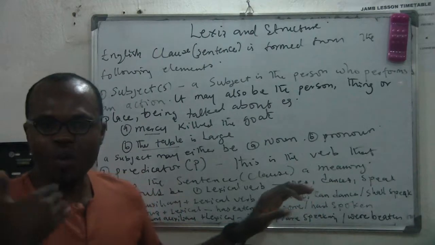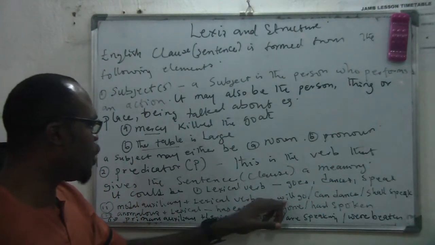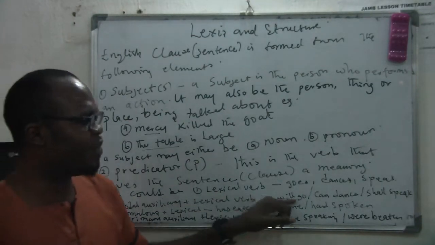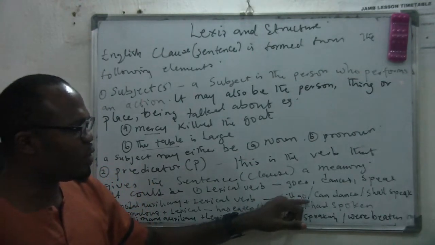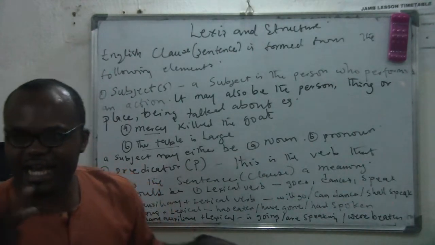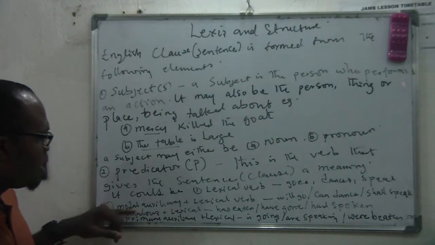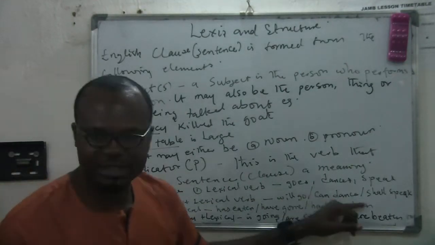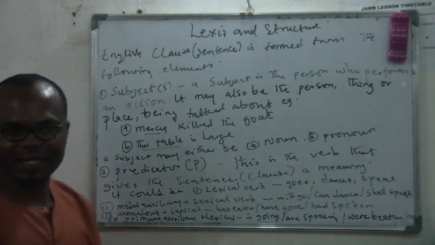Now you can talk about modal auxiliary plus a lexical verb. Will go. I will go. That will there is a modal auxiliary, whereas the lexical verb is go. Can dance. The can in front of dance is a modal auxiliary, whereas the lexical verb is the word dance. He shall speak. Is that clear?